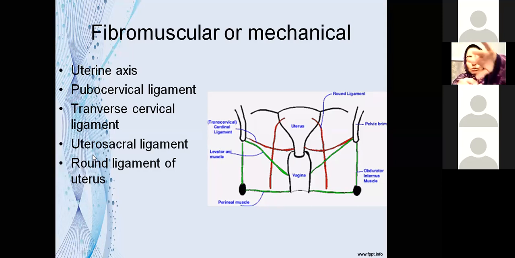There is no question of support being provided by the broad ligament. ठीक है, so broad ligament is just peritoneal, double layered peritoneal fold, which also makes part of the mesosalpinx, but it does not give any proper support to the uterus. The main support is transverse cervical ligament.